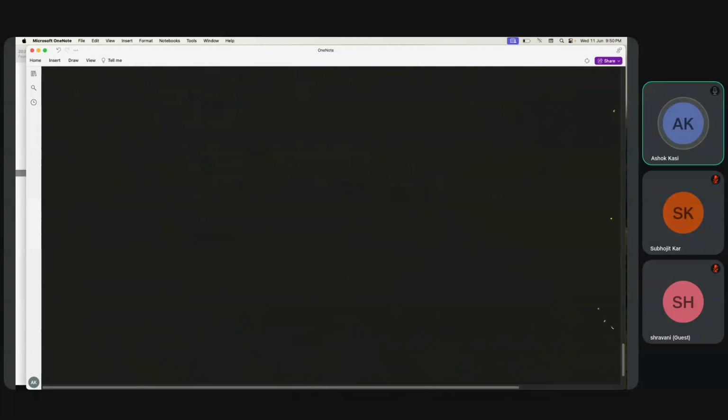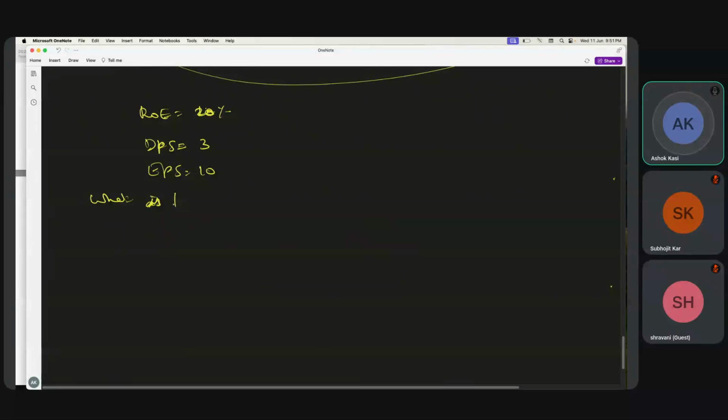Now, suppose they say return on equity is equal to, let's say, 20 percentage, and dividend per share is equal to 3, earning per share is equal to 10. What is the sustainable growth rate? Can you try now?